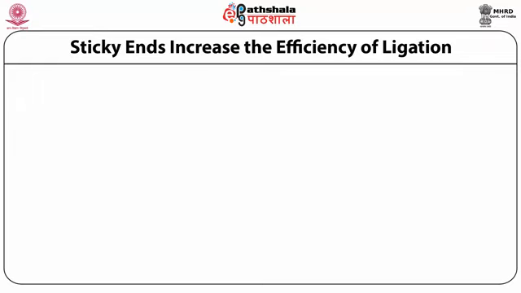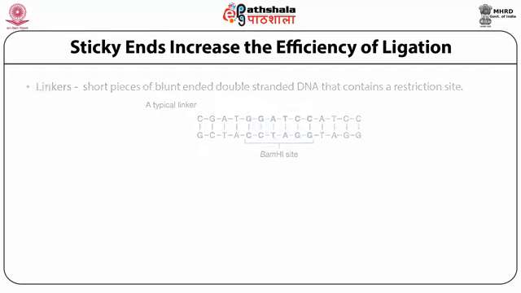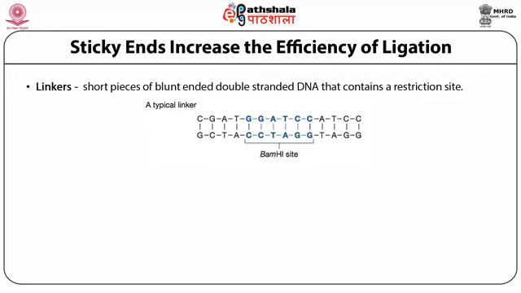Sticky ends can be put into a blunt-ended molecule by using linkers or adapters. Linkers and adapters are used to make cloning easier. For example, if you have only blunt-ended DNA, you can use linkers, join them together, cleave them, and clone into the appropriately digested vector. Linkers are short pieces of blunt-ended double-stranded DNA that contain a restriction site. A typical linker is shown here. It's double-stranded DNA, blunt-ended on both sides.